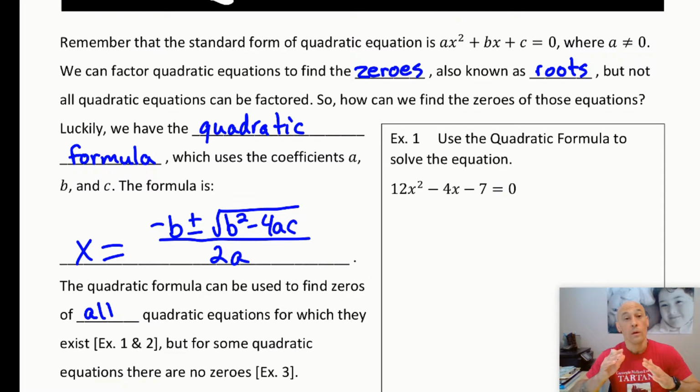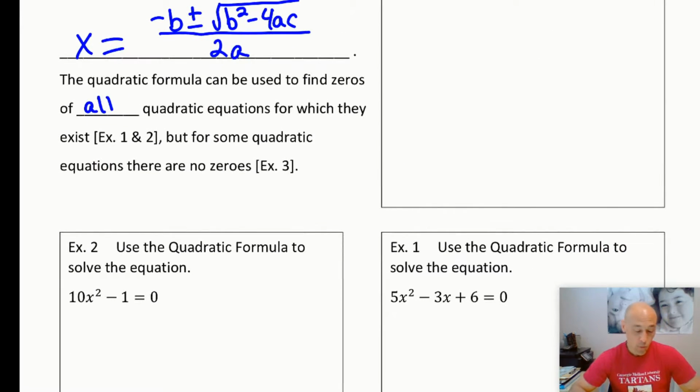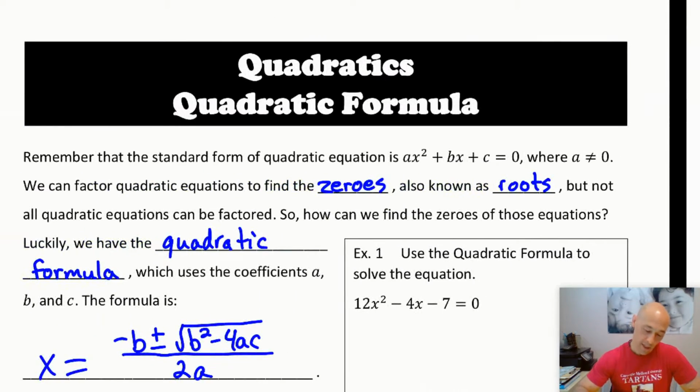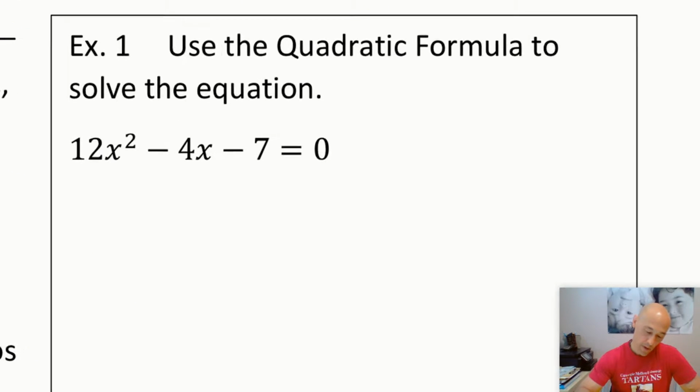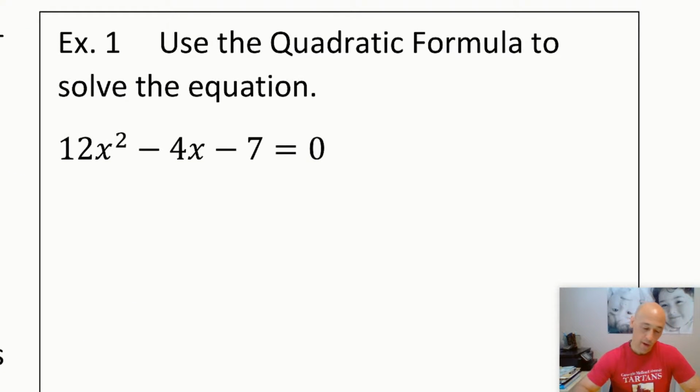So factoring only works on equations that can be factored. The quadratic formula always works. But for some quadratic equations, there are no zeros, and example 3 will be just like that. So we're going to look at example 1 here. Use the quadratic formula to solve the equation.